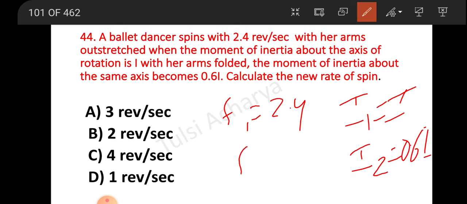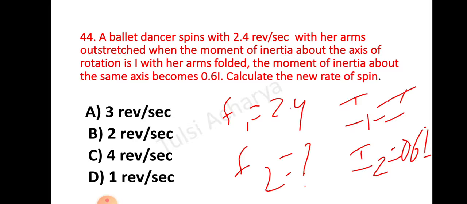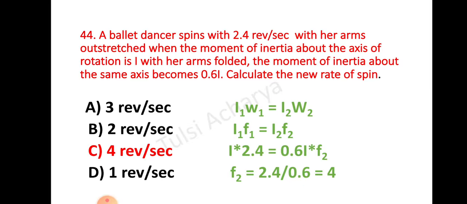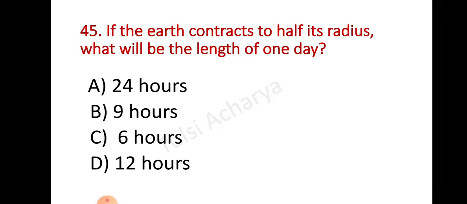Now we need to find f2. We know that I1 f1 is equal to I2 f2, that is conservation of angular momentum. Now let's use this formula. I1 f1 is equal to I2 f2, and we solve to find our answer 4 revolution per second. That is option choice C. Now let's move to question number 45.